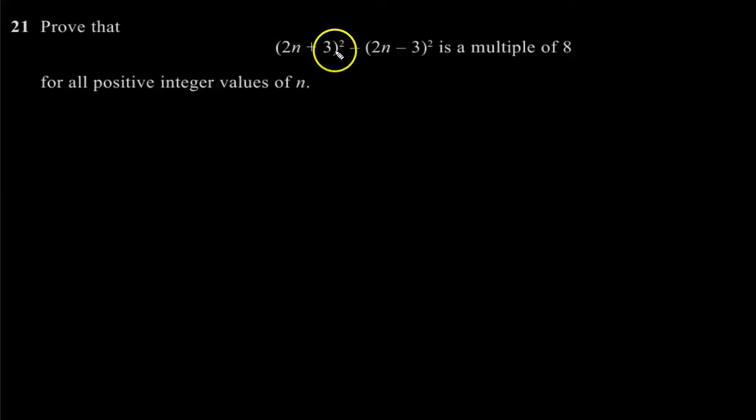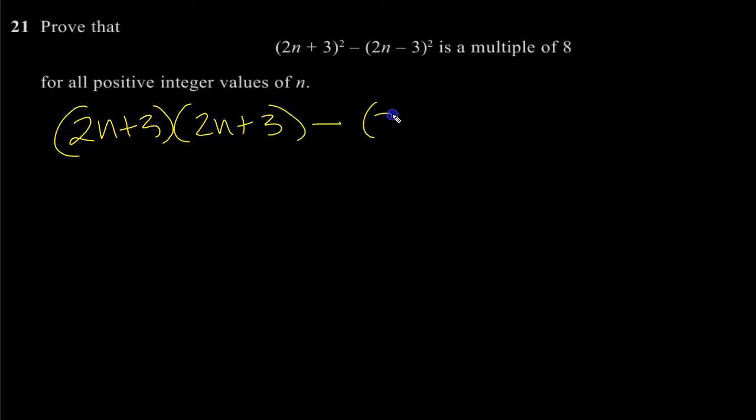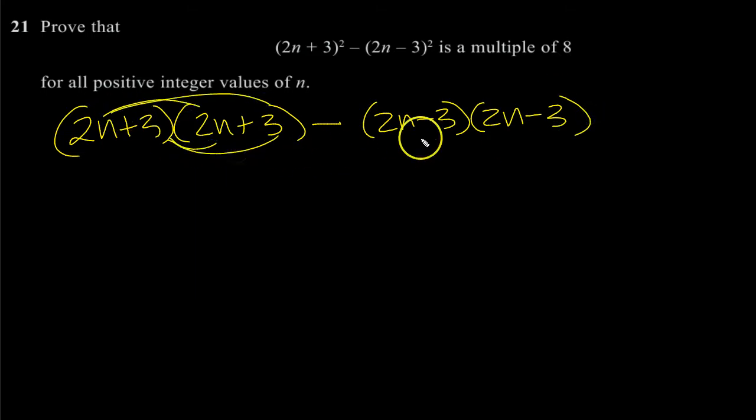Prove that (2n + 3)² − (2n − 3)² is a multiple of 8. So (2n + 3)² is just (2n + 3) times (2n + 3), minus the (2n − 3)², which is (2n − 3) times (2n − 3). To expand brackets, you draw 4 lines, 2 for the first and 2 for the second. There they are there. So the first line, 2n times 2n is 4n squared.